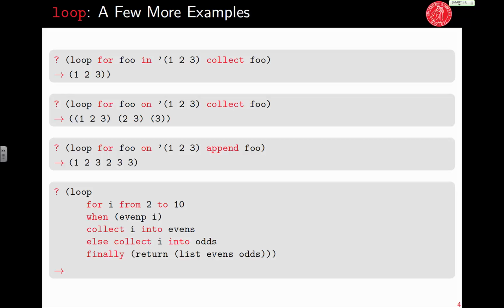And my final example, that's sort of doing counting in a range, conditional accumulation. So I can say when i is even, then collect it into a local variable, evens, else collect it into odds. So I split the numbers between 2 and 10 into 2 lists, the even and the odd numbers. And finally, I return a new list that contains these 2 splits, and that's the result I'm getting.